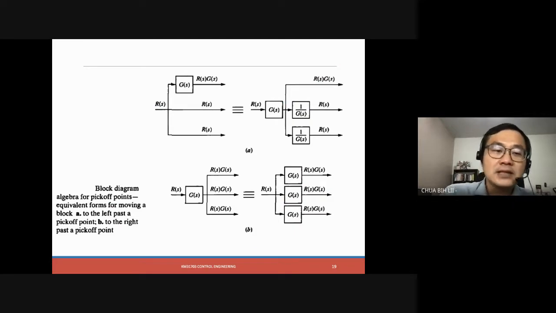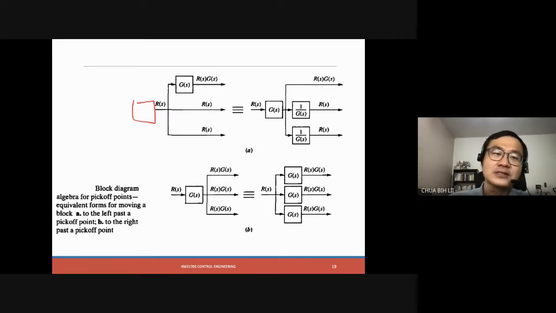So another example, probably this from the textbook by Professor Nise, where sometimes in this form you would like to move it out over here. If you would like to move it out over here, what you need to do is the other side you have to do a derivation 1 over G. How to identify all these things?